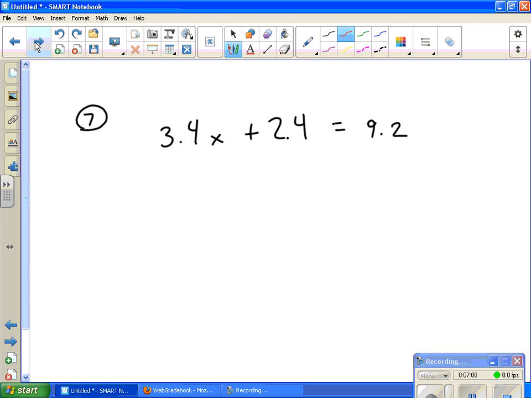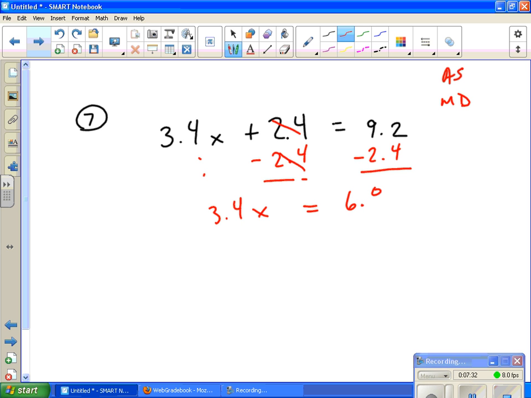Number 7 says 3.4x plus 2.4 equals 9.2. Again, we're starting to undo addition and subtraction before multiplication and division. Plus 2.4, you undo that by subtracting 2.4. Do it on the left side, you need to subtract 2.4 on the right side. This will cancel, leave you with 3.4x equals 6.8.